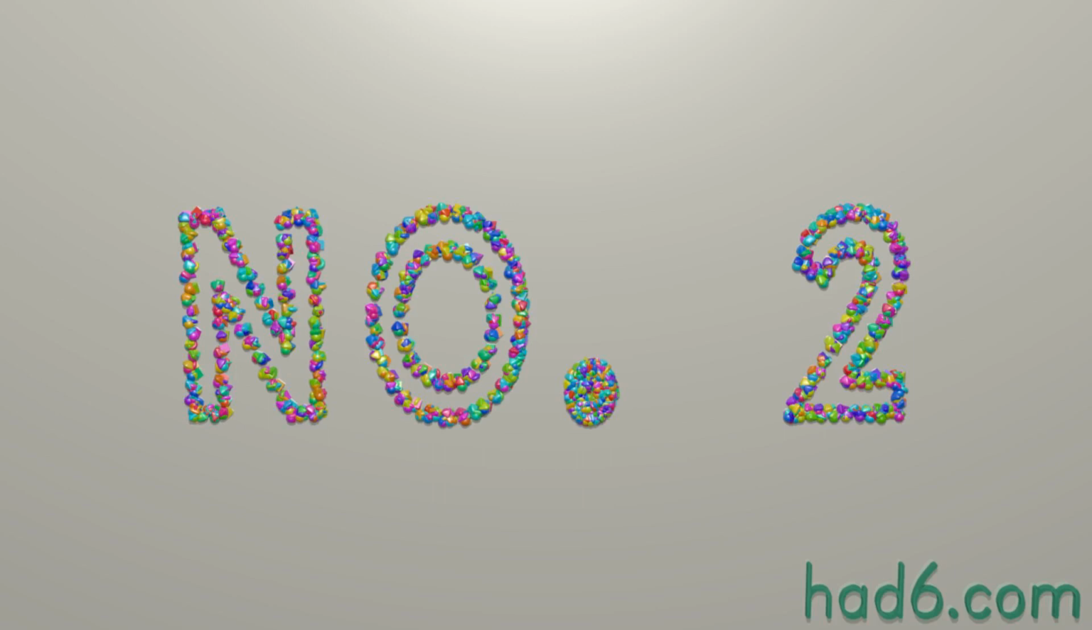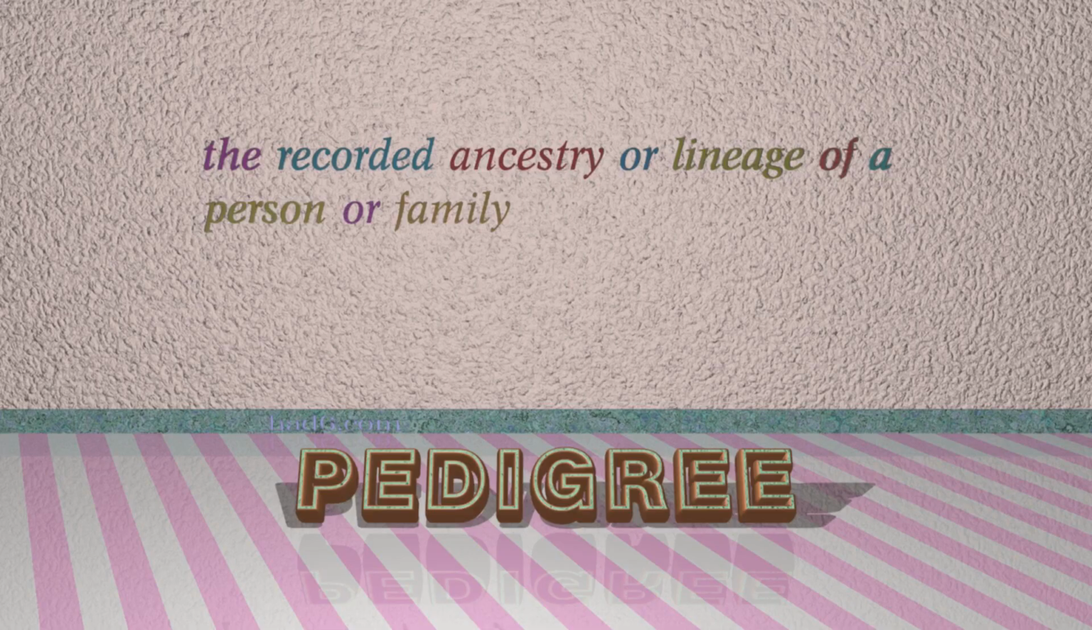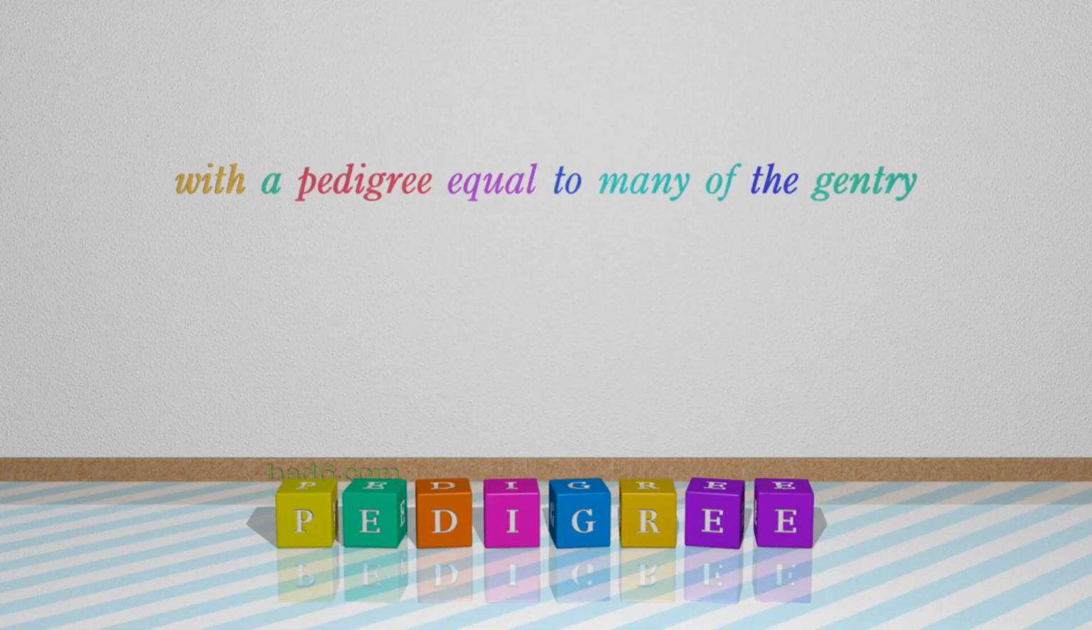Number 2. Pedigree. Which means the recorded ancestry or lineage of a person or family. For example, with a pedigree equal to many of the gentry.